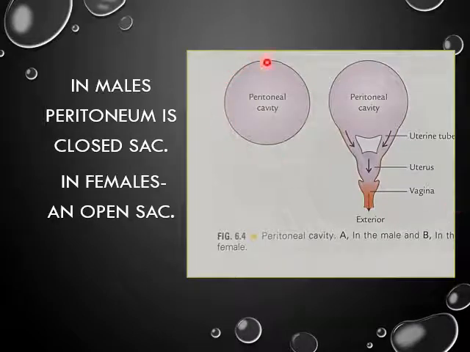In males, the peritoneum is a closed sac. In females, it is an open sac because the ovaries are lying inside the peritoneal cavity. In order to collect the ova, the uterine tubes literally puncture the peritoneal sac, by means of which the peritoneal cavity communicates via the uterus and vagina with the exterior, and hence in females it becomes an open sac.